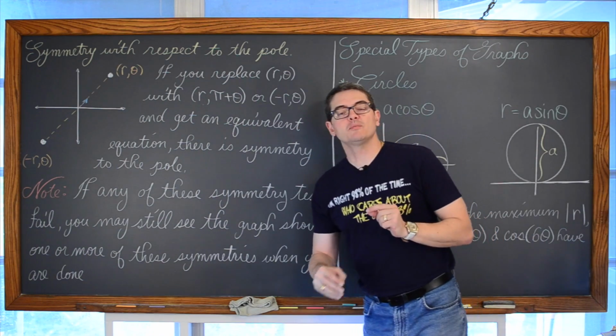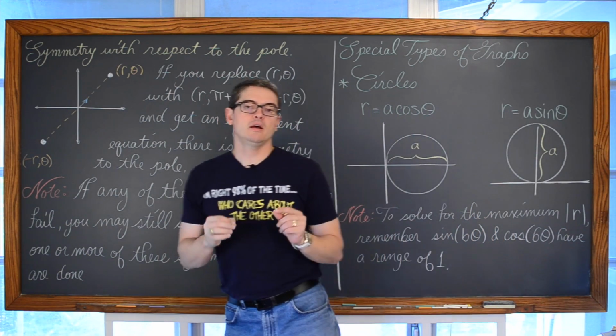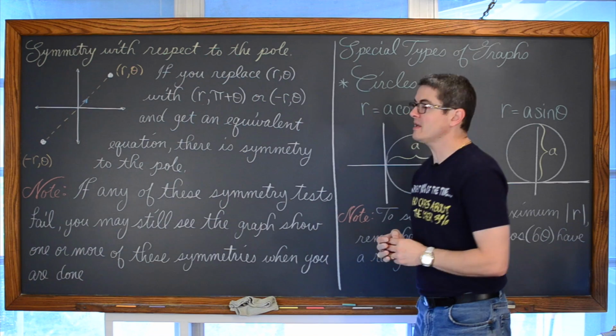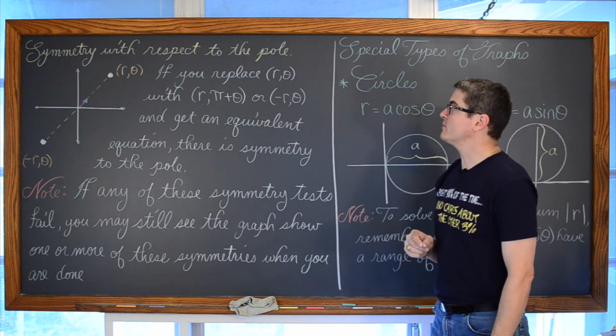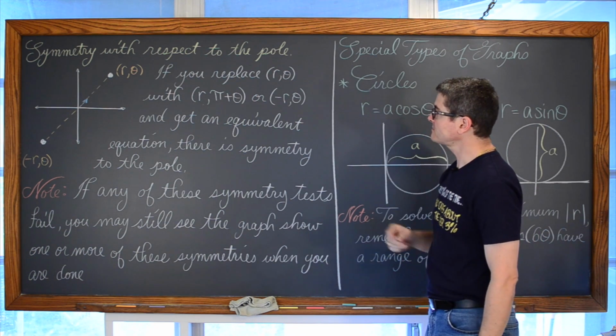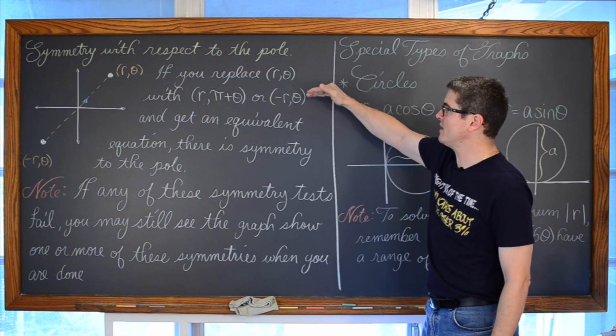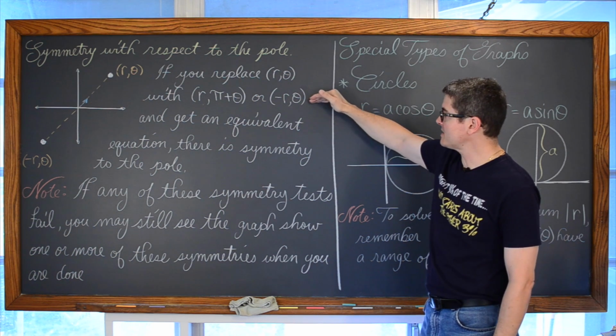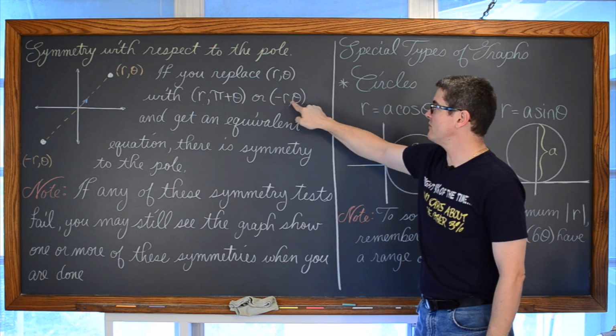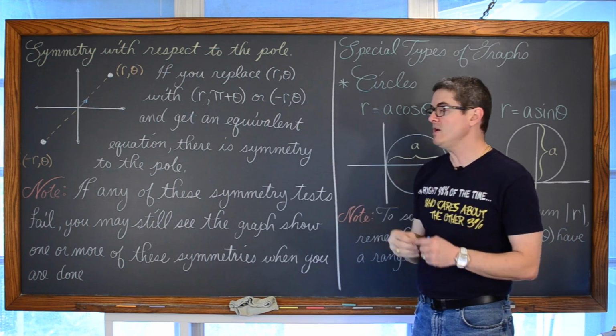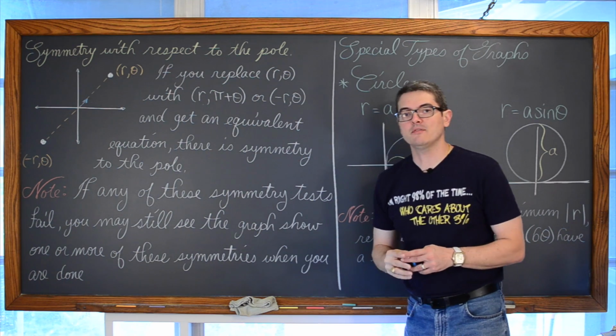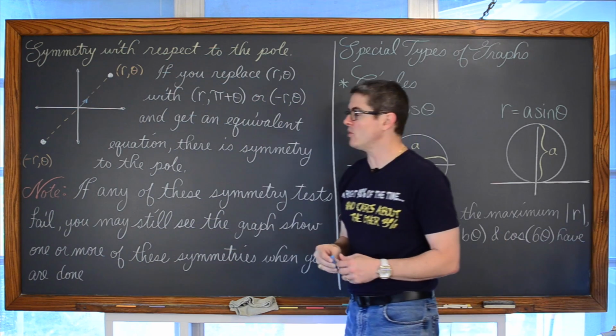The third type of symmetry that we can check algebraically, and we're going to be concerned with in this lesson, is the symmetry with respect to the pole. If you can replace (r, theta) with (r, pi plus theta) or (negative r, theta) and get an equivalent equation, then you are guaranteed to have symmetry to the pole. Now, what does symmetry to the pole look like?